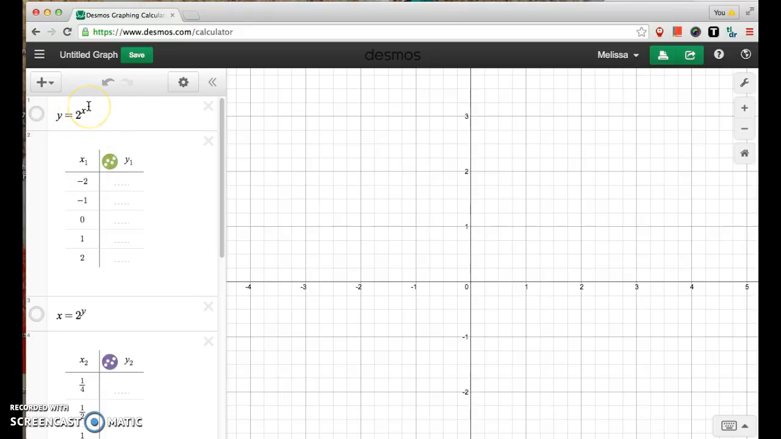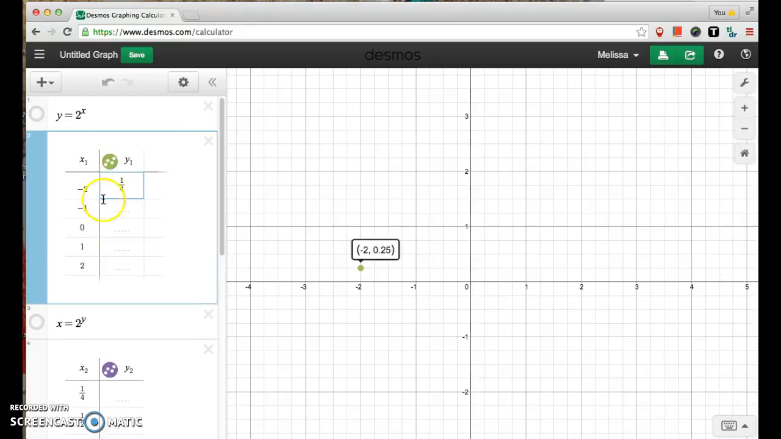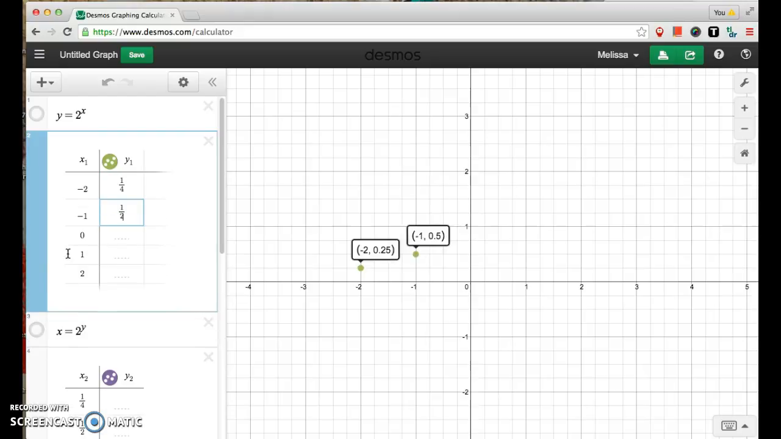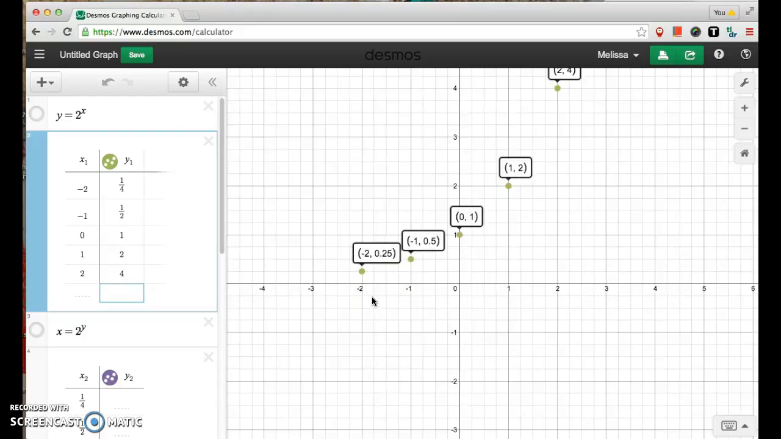2 to the negative 2 is 1 over 2 squared. So we have 1/4. 2 to the negative 1 would be 1/2. 2 to the 0 is 1. 2 to the 1 is 2. And 2 squared is 4. So you see here we have the graph of y equals 2 to the x.